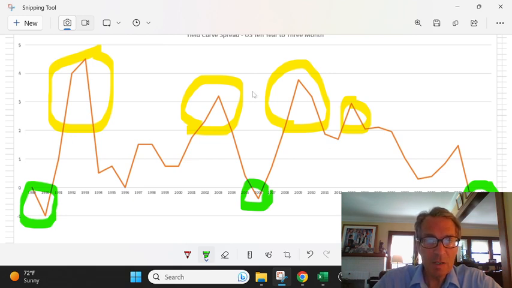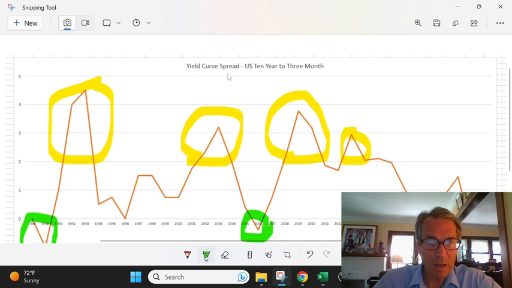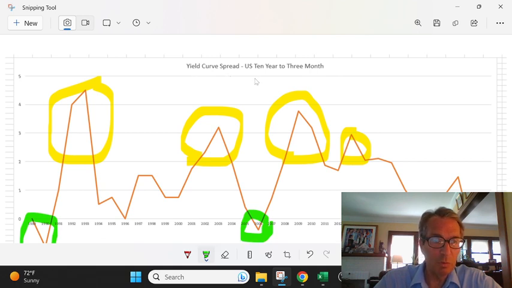So this is the yield curve spread. Again, just to summarize, you take the U.S. 10-year bond yield and subtract out the 3-month bond yield, and that'll give you the yield curve spread.